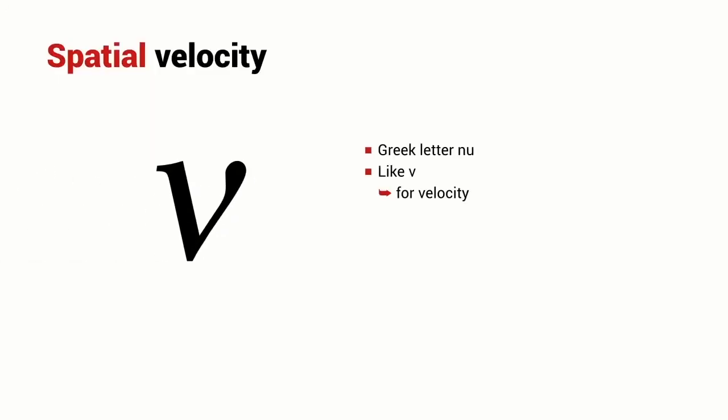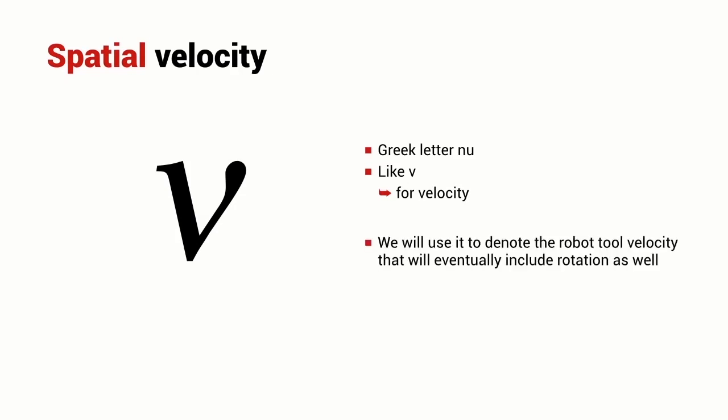The other symbol that we introduced a moment ago is the spatial velocity, and we use the Greek letter nu. It looks like a v, and that's handy because it is a type of velocity. But it's not just velocity in the plane, it also includes rotational velocity, and that becomes really important when we talk about robots that operate in three-dimensional space.